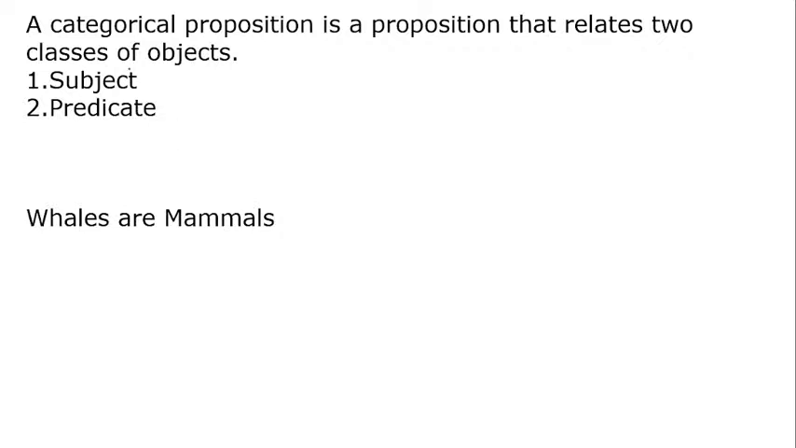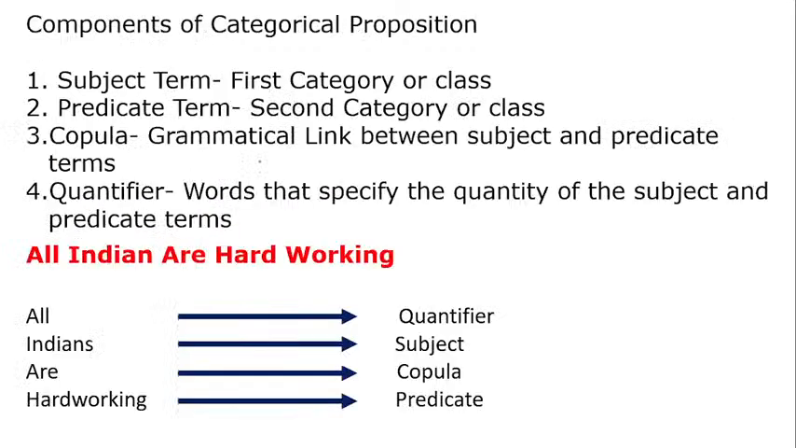So, a categorical proposition is that proposition which relates to classes of objects. Here, the example: whales are mammals. This is an example of a categorical proposition. Whales is the subject and mammals is the predicate. Right? Now, there are other components of a categorical proposition also. What are the other components? There is a subject term, then a predicate term, then a copula, and a quantifier.